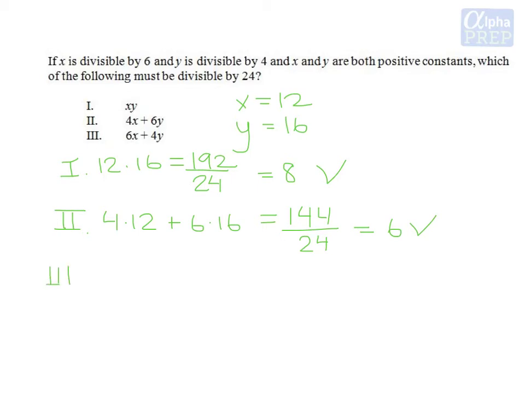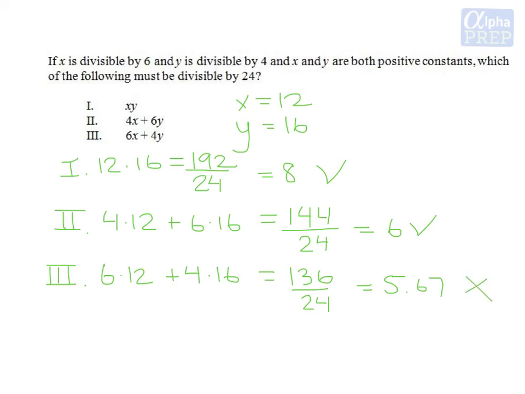Now for number 3, we're going to do the same thing. So we're going to do 6 times 12, which is our x value, plus 4 times 16, which is our y value. Now this gives us an answer of 136. So we want to test this out, see if it is divisible by 24. And in this case, we do not get a whole number. We get about 5.67. So in this case, this is not divisible by 24.